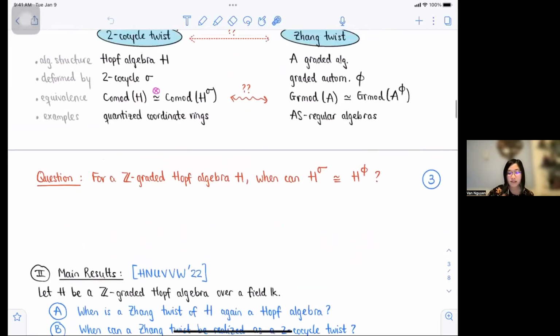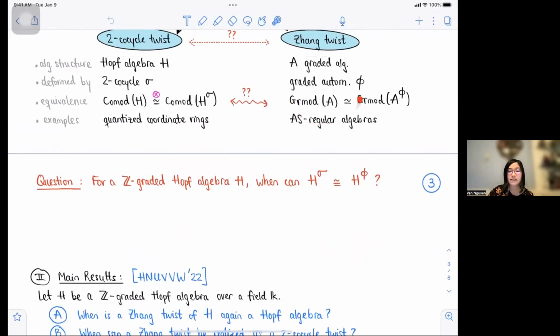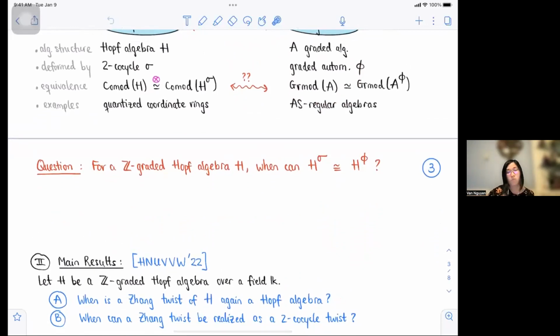So the first question is, the Zhang twist, when it's done on a graded algebra, does not necessarily have a Hopf structure. So question A is, under what condition can the Zhang twist of a Hopf algebra H again have the Hopf algebra or bialgebra structure? Then we can talk about how it is related to H_sigma. So question B is, when can a Zhang twist be realized or be associated to a 2-cocycle twist?